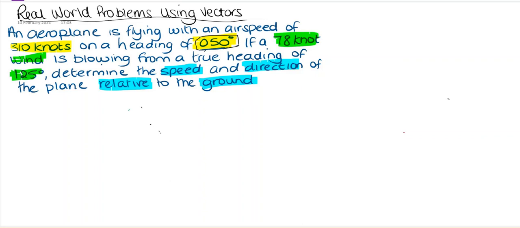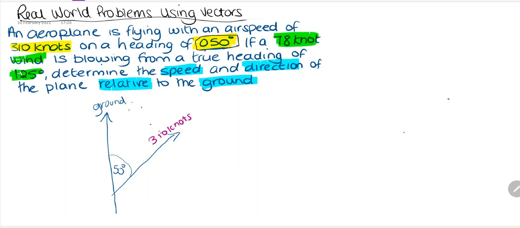So we need to draw this diagram. So our north line, this is in relation to the ground. So I'm just going to write ground. And we know that we have a bearing of 050. So we measure clockwise, so this is going to be 50 degrees. And we can draw ourselves our vector. So this is our vector, which is 310 knots.